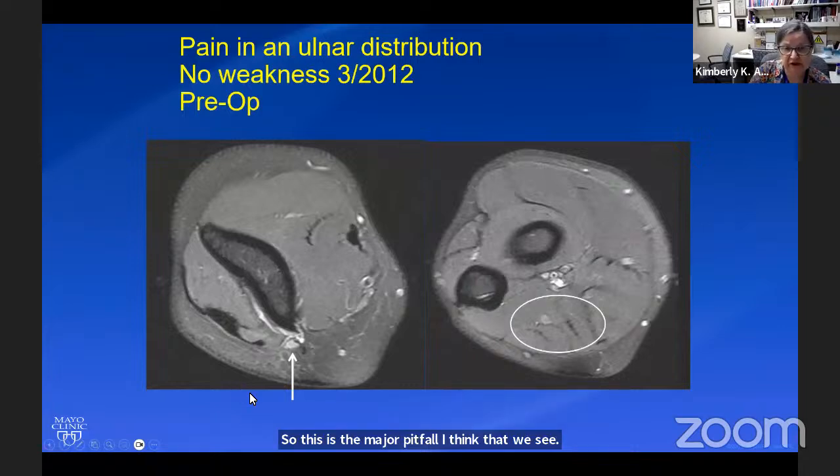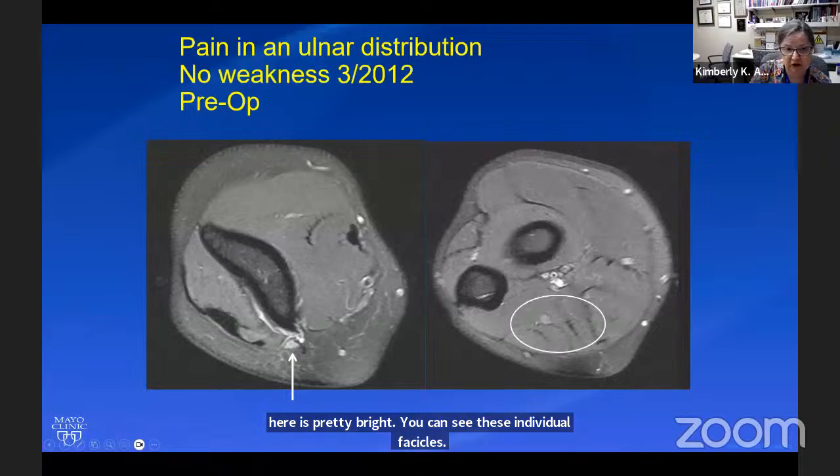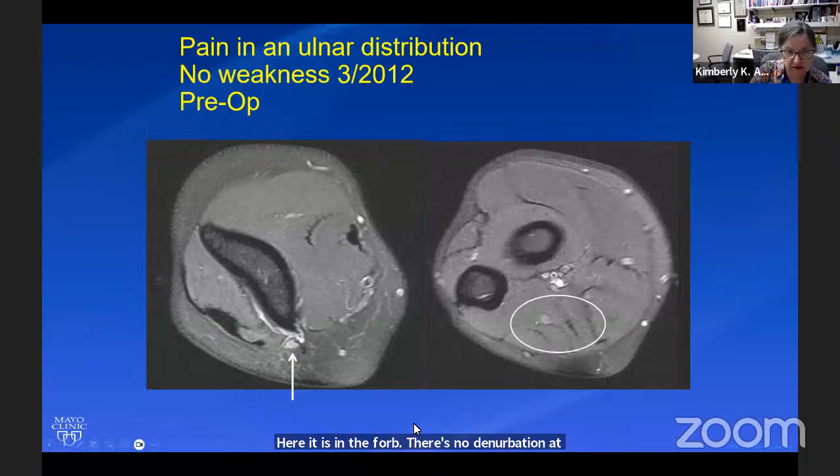So this is a patient, a young woman who had pain in an ulnar distribution, no weakness. This is her pre-op image, and you can see the ulnar nerve here is pretty bright. You can see these individual fascicles. Here it is in the forearm. There's no denervation at all. So the question is, what does this really mean?